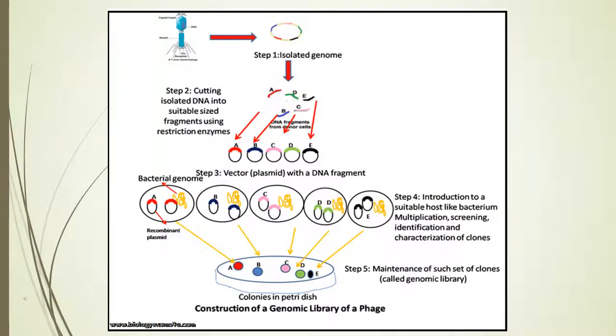The diagram showed the details of all steps involved in construction of genomic library of a phage. Step 1, isolated genome. Step 2, cutting isolated DNA into suitable sized fragments, using restriction enzymes. Step 3, vector with a DNA fragment. Step 4, introduction to a suitable host, multiplication, screening, identification and characterization of clones. Last step, maintenance of set of clones.